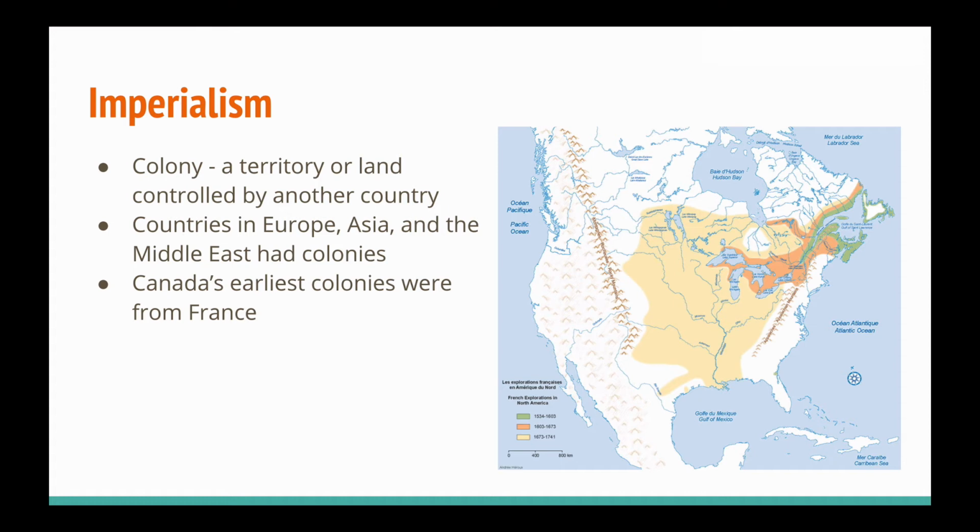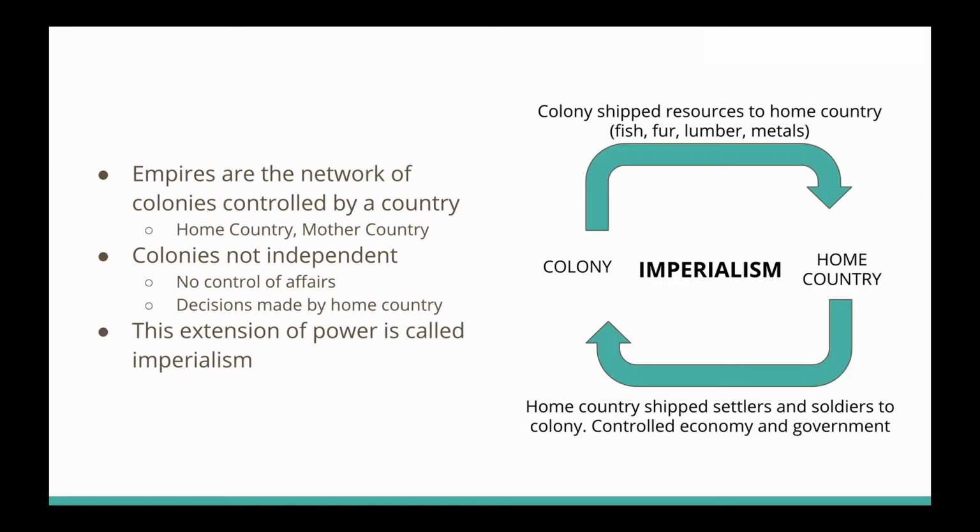And we are going to be taking a look at the colonies here in North America. So we're going to be taking a look at the European countries. Later in grade 8, we do take a look at colonies that are in other parts of the world. But here in grade 7, we're taking a look at North American colonies. And the earliest colonies that existed here in North America were from France. And we're sticking with imperialism.